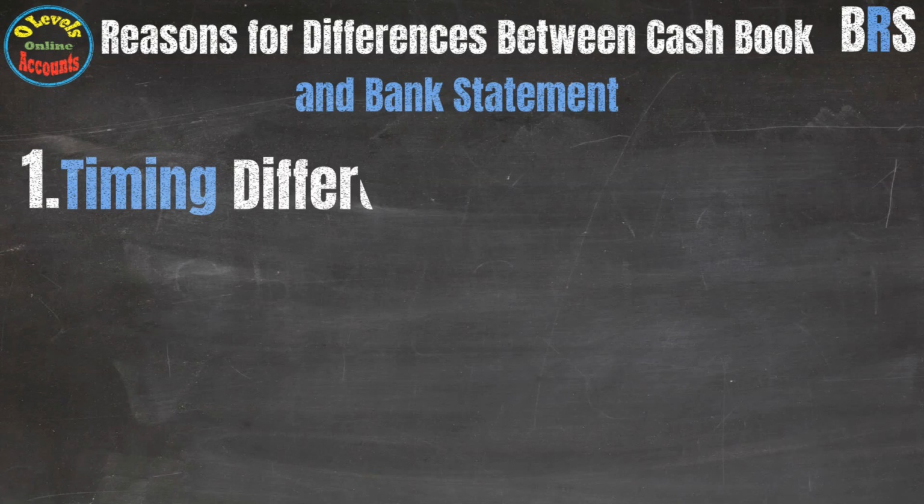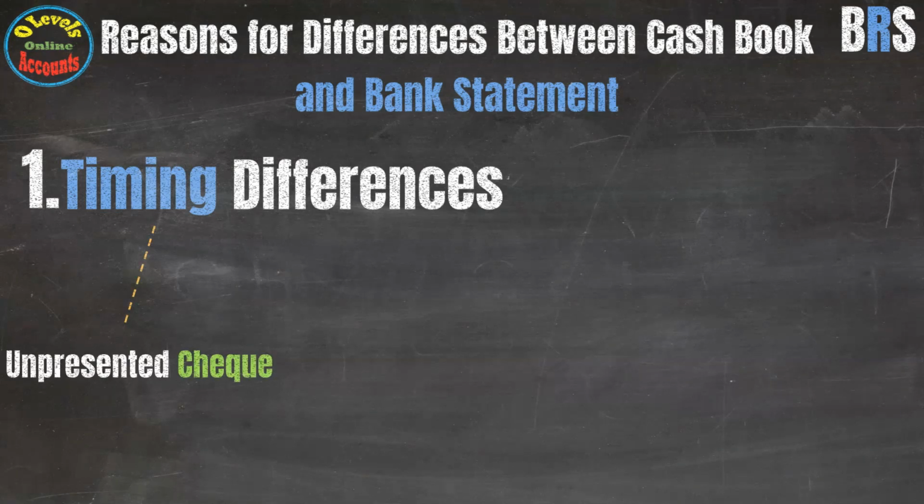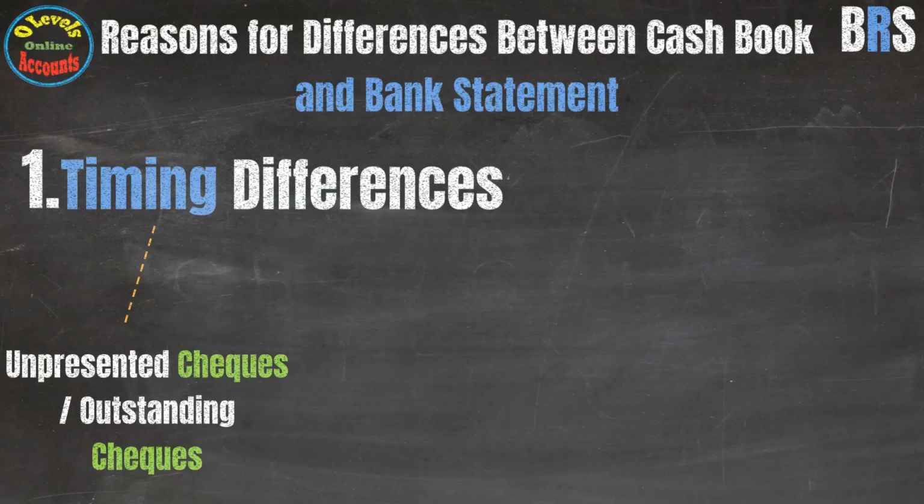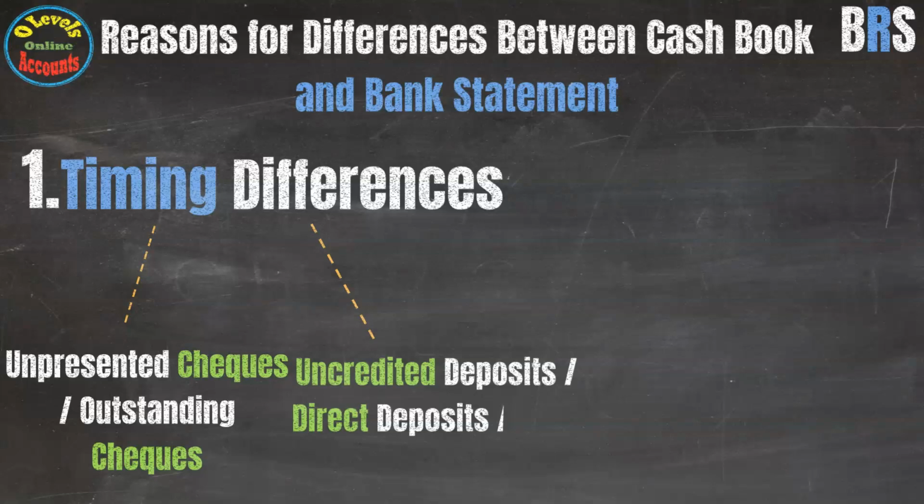The first point is the time difference. In this point we have 5 sub-points, which we need to discuss one by one. The first sub-point is unpresented checks or outstanding checks. These checks have been issued by the business and recorded in the cash book but have not yet been cleared by the bank. That's why it creates the difference between a cash book and the bank statement. The second sub-point is uncredited deposits or direct deposits or bank lodgements. These are amounts deposited by the business into the bank, recorded in the cash book, but not yet processed by the bank. It is the reason to create the difference between a cash book and the bank statement.